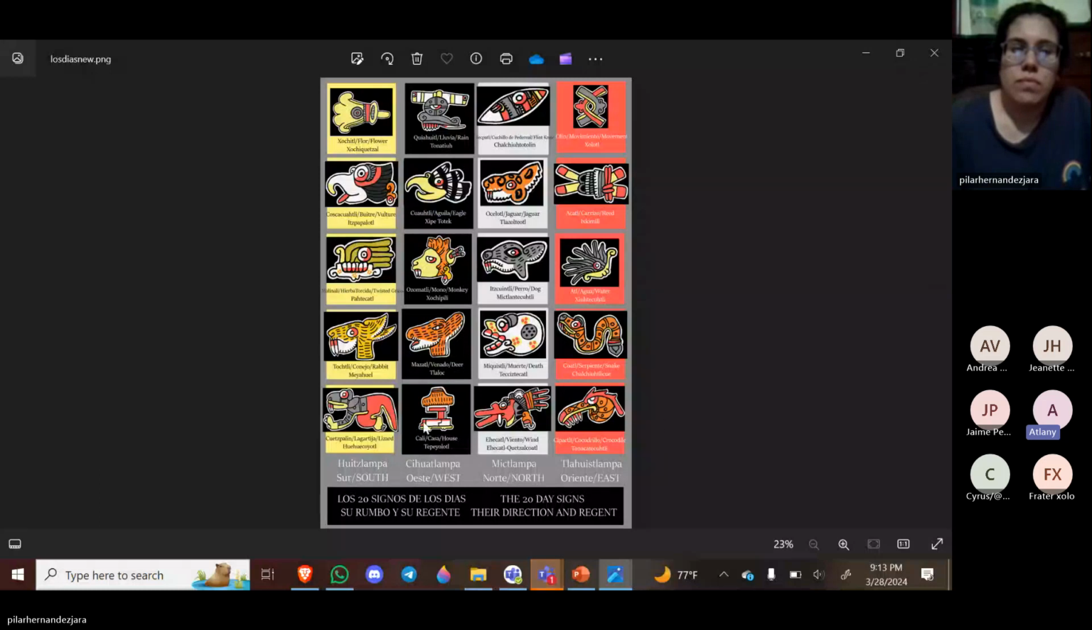So what does Zipaktli represent? Brother Nemo, you guys want to chime in and give us a little bit of what you think Zipaktli is and represents?